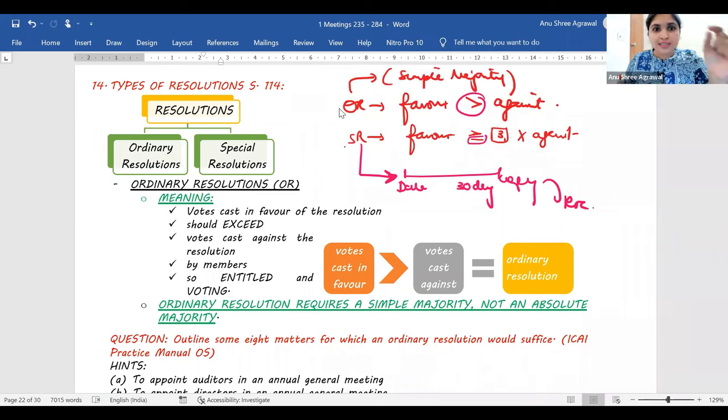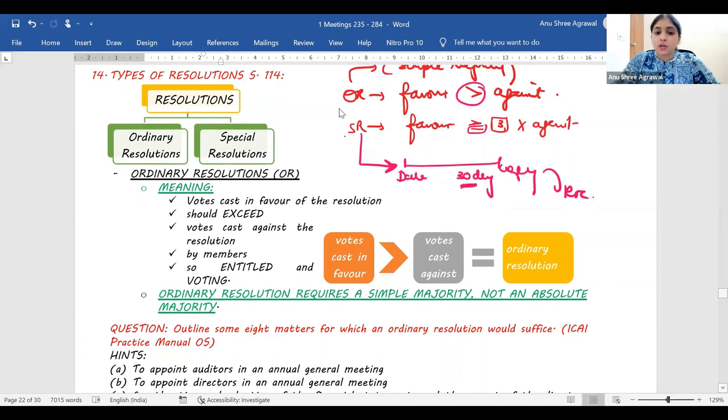Tell me, what was that one matter we learned which is applicable only for special business and not for ordinary business? Can anybody recall? Very good, guys. Explanatory statement. Amazing. Now tell me, one concept which is applicable only in special resolution, not applicable in ordinary resolution. Filing with the ROC. Within 30 days, it has to be filed with the ROC only in special resolution and not in ordinary resolution.